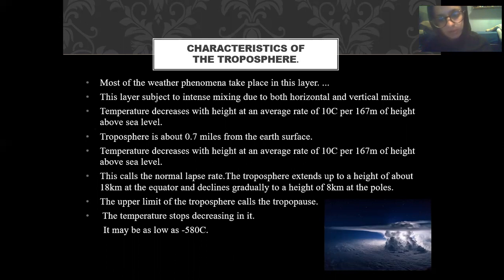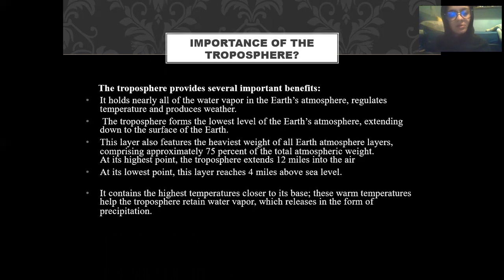The troposphere extends up to a height of about kilometers, and from the equator it declines gradually to a height of 8 kilometers. At the upper limit of the troposphere, the temperature in the tropics might be as low as minus 58 degrees.